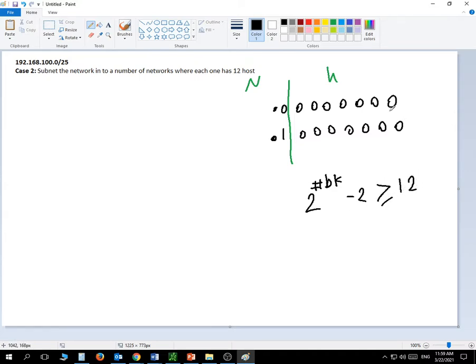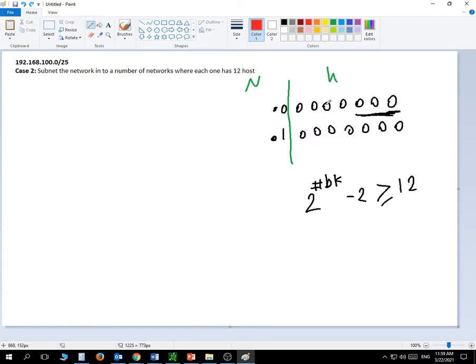Now, we start asking the same question, but this time we count from right. If I keep 1, that's going to make it 0, not acceptable. 2 to the power of 2, 4 minus 2, 2, that's not acceptable. If I have 3, 2 to the power of 3 is 8, minus 2, that's 6, not acceptable. If I have 4, 2 to the power of 4 is 16, 16 minus 2 is 14, and that's acceptable. So now my new line is basically going to be here.